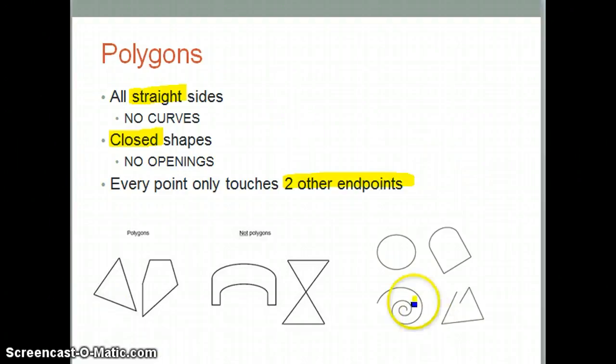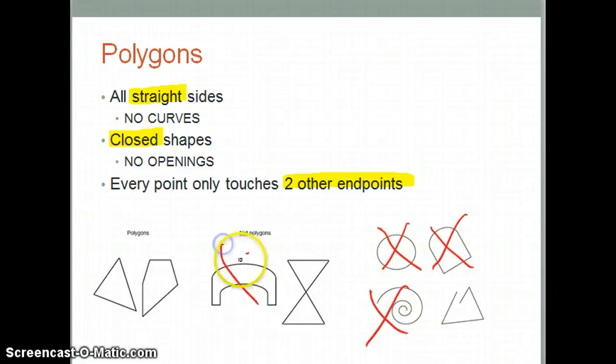So if we look at our examples on the bottom, I'm going to actually start with the not polygons first. So you can see that this has a curve, this has a curve, this has a curve, and that has a curve. So right away that tells us no polygons. Then we have to go and think about, okay, which ones are closed? Well, first of all, that one's not closed.